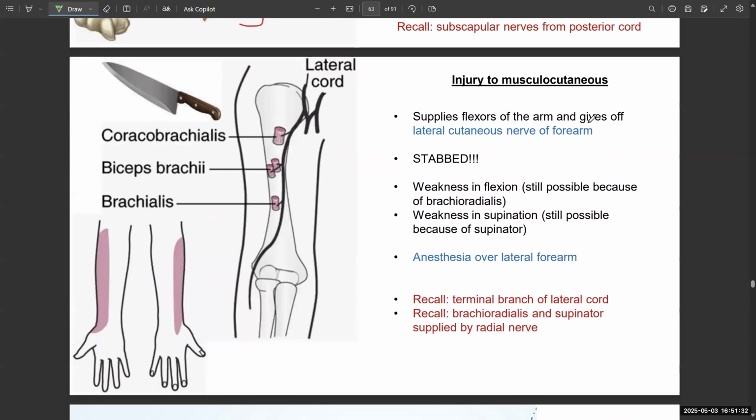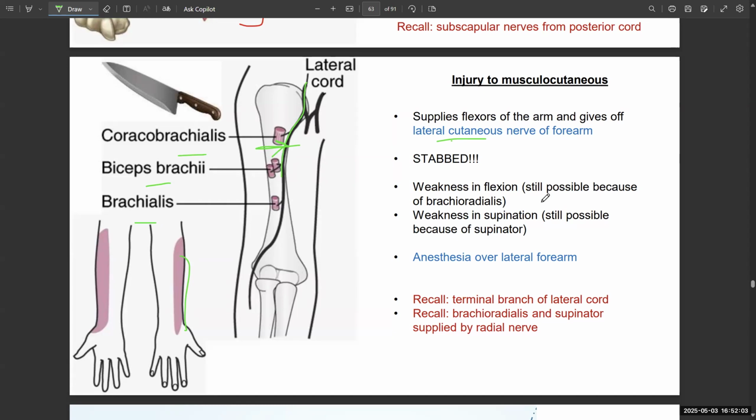So we have injury to musculocutaneous. Okay, so musculocutaneous arises from the lateral cord. It was like that. Now it supplies the coracobrachialis, it supplies the biceps brachii, it supplies the brachialis, and then it goes on to give the lateral cutaneous nerve of the forearm, which supplies the lateral forearm over here, sensory. Okay. Now suppose somebody has been stabbed here over the lateral arm, for example. Okay. That is going to cause weakness in flexion.